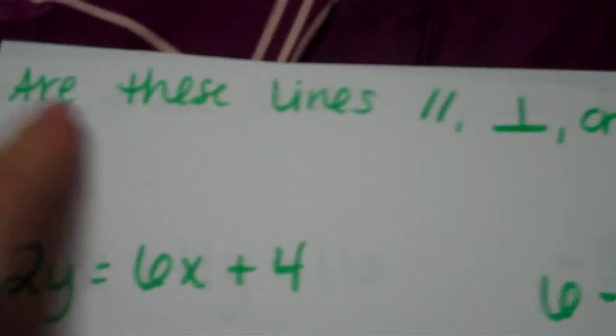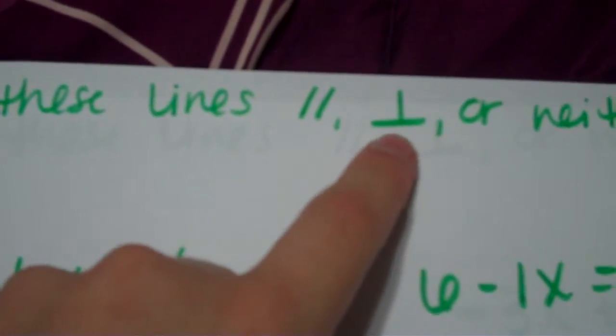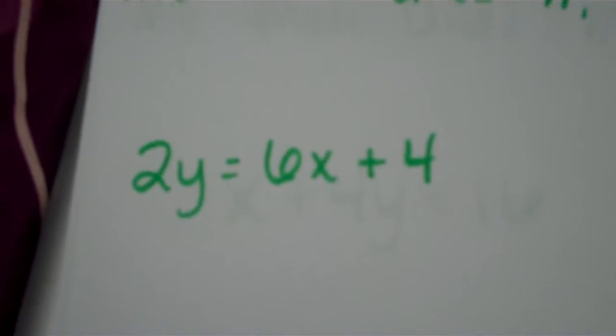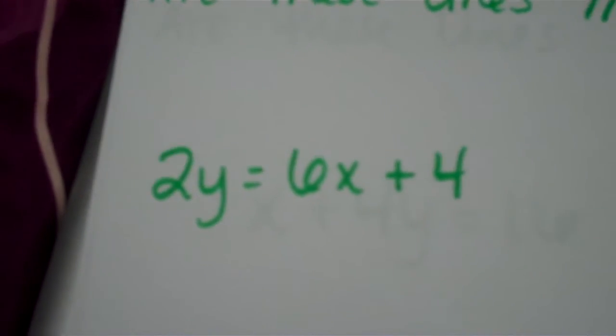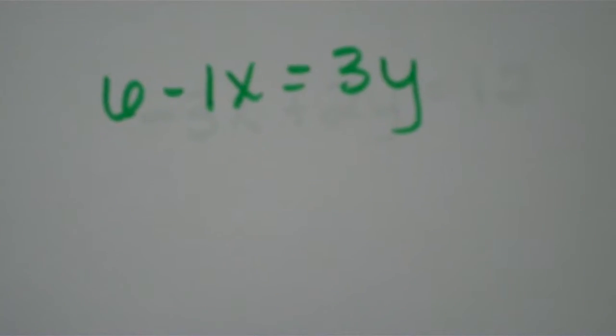Last example. Wait, hang on. Yeah, last example. Are these lines parallel? This is a symbol for perpendicular. I forgot to tell you that, but that's a symbol for perpendicular. So parallel, perpendicular, or neither. Okay? Go ahead and write this problem down. 2y equals 6x plus 4. And then this problem. 6 minus 1x equals 3y.